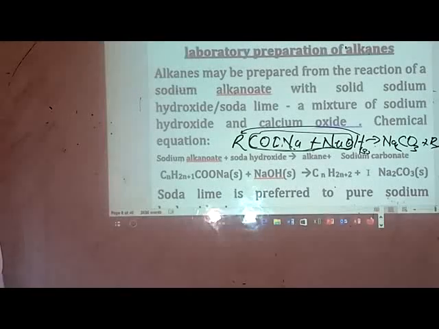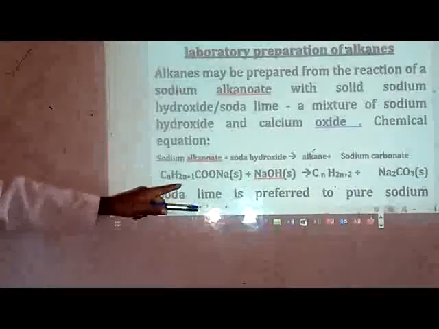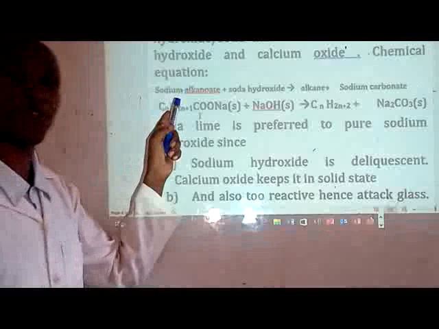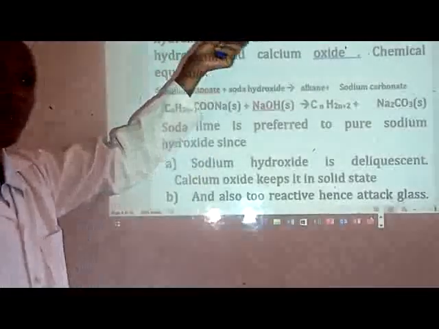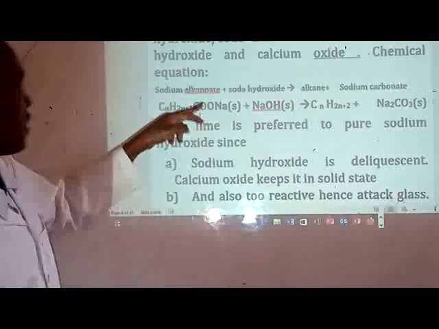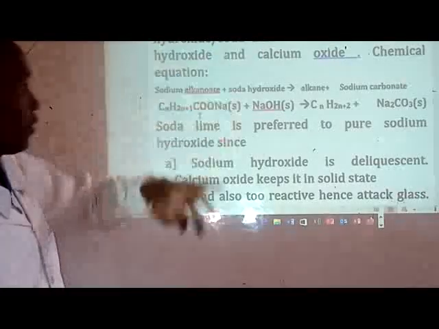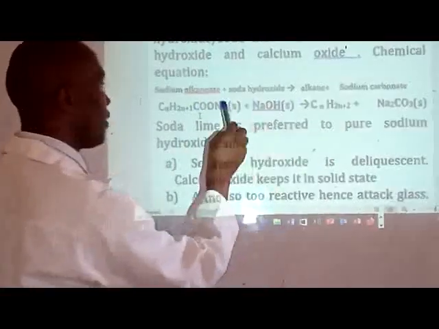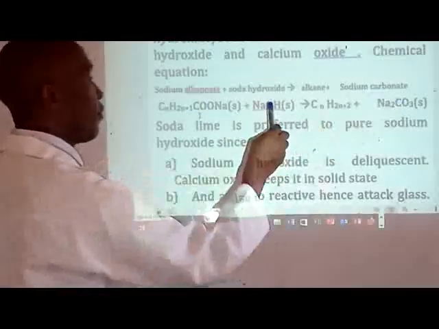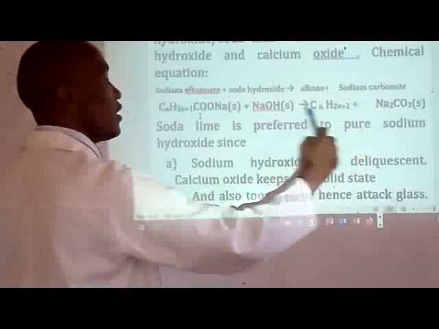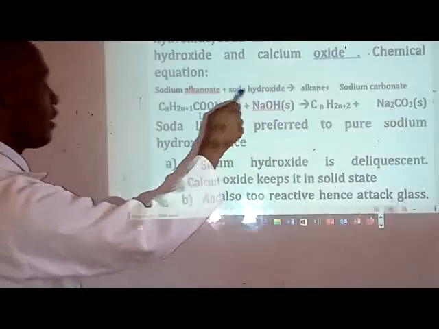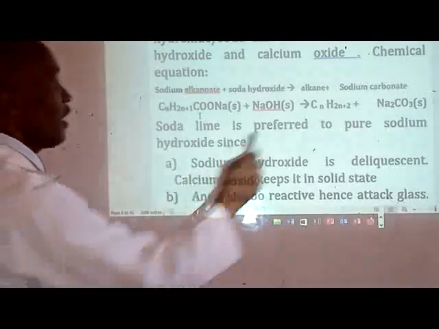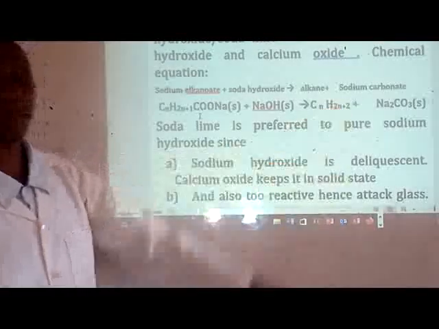Let's look at a real example. That is the alkanoate. R stands for an alkyl group. The alkyl group that we've just seen, methyl, ethyl, propyl. So this is an alkyl group. Then plus sodium hydroxide, as I just said, all these will combine to form 2 sodium, 1 carbon, and 3 oxygen to form sodium carbonate in solid state. Then the other one, this hydrogen just gets here, so that becomes CnH2n plus 2, which definitely becomes an alkane.